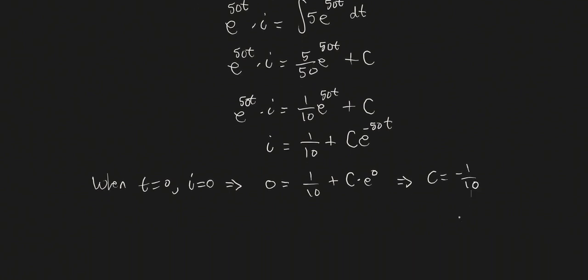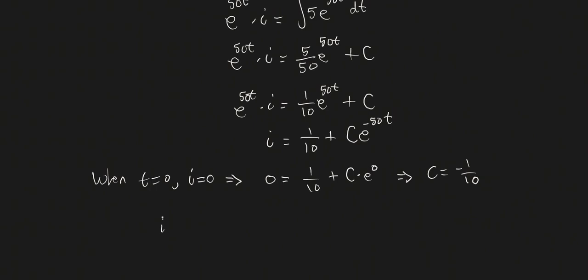So here is our current as a function of time. It's 1/10 minus 1/10 e to the negative 50t, and this would be in amperes. And this would be that function.